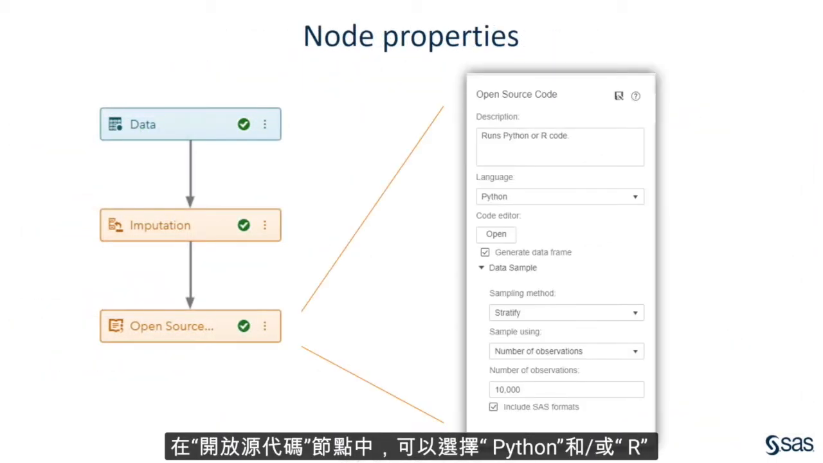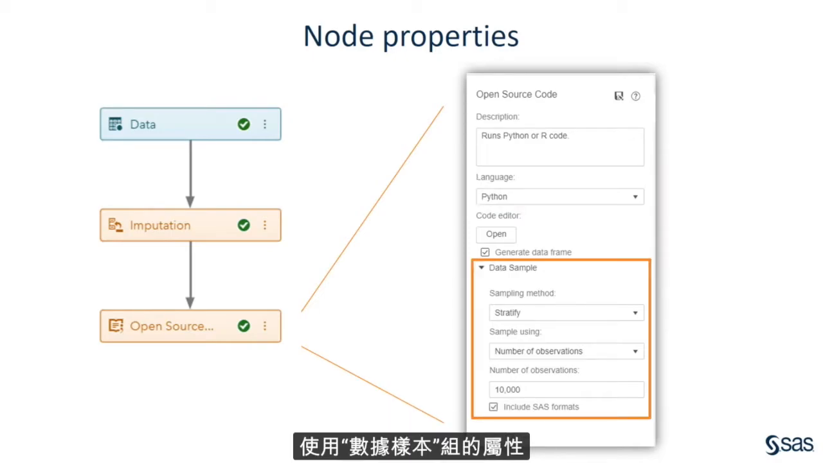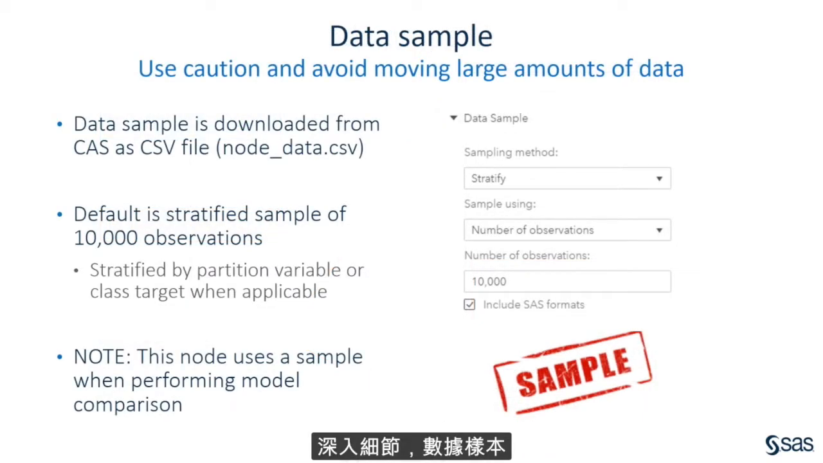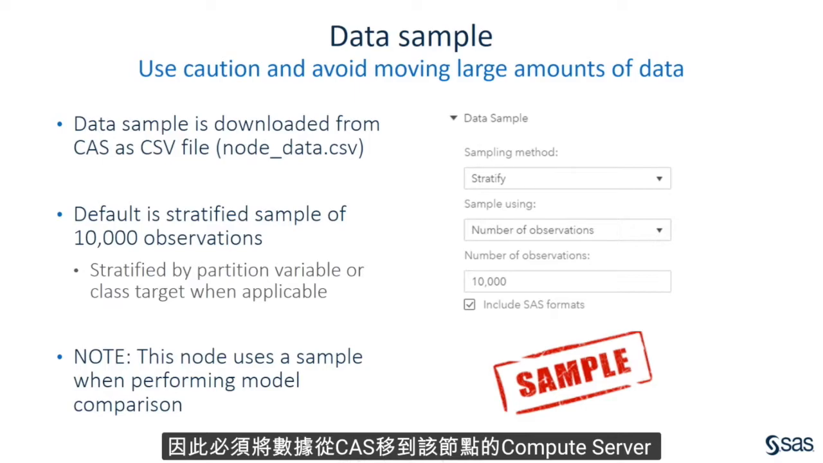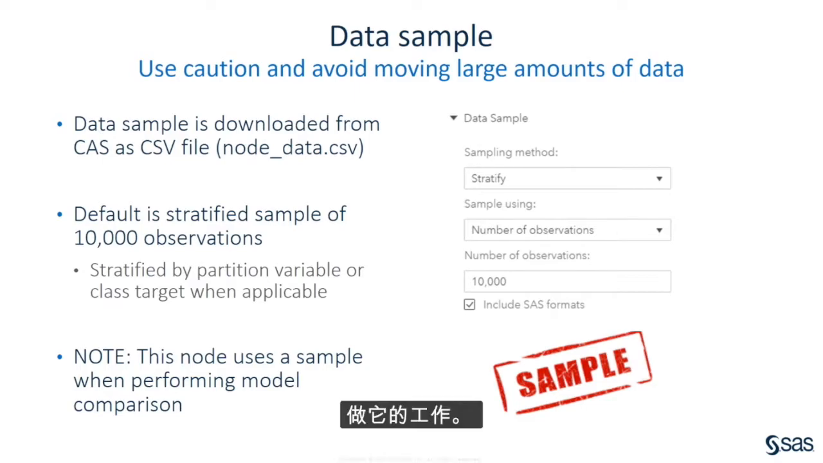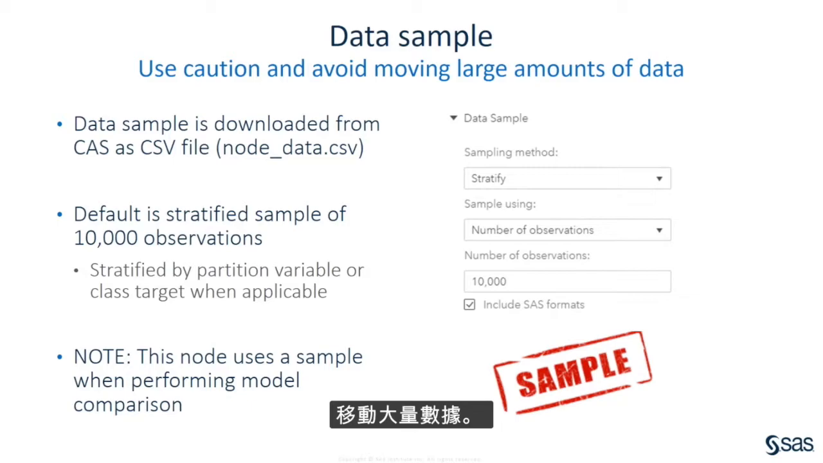In the open source code node, you can choose Python and or R by using the language property. Use the data sample group of properties to select how much input data and what kind of sample needs to be downloaded when you execute this node. Getting into the details, the data sample is downloaded as a CSV file from CAS. Remember, Python and R are installed on the compute server, so data has to move from CAS to the compute server for the node to do its work. So be sure to use caution and avoid moving large amounts of data.